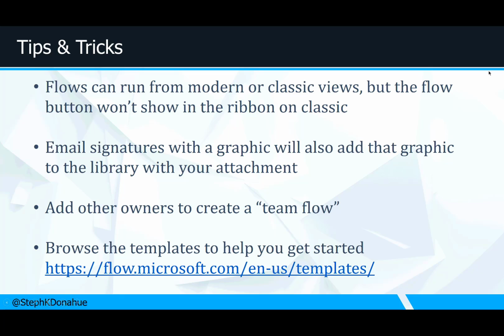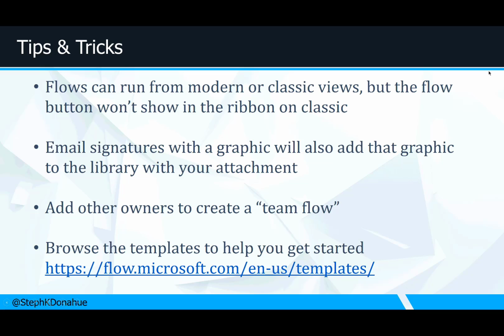So a few tips and tricks. I did mention in there that flows can run from your classic views, but you do have to start from Flow, creating new from scratch or whatever. So you go out and you attach to the SharePoint list instead of going from the ribbon. So no big deal though, they work on classic. The one thing about this as well, the email signatures that have graphics, you'll notice a lot of folks have their company logo in their signature for the email. That will come in as an attachment. So it'll strip the attachment, but it'll also grab your picture signature and drop that in as well. So just an FYI on that.